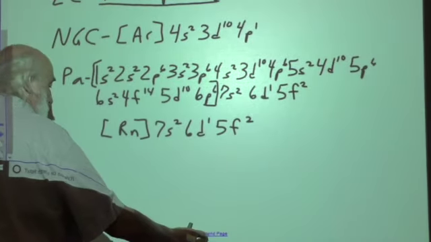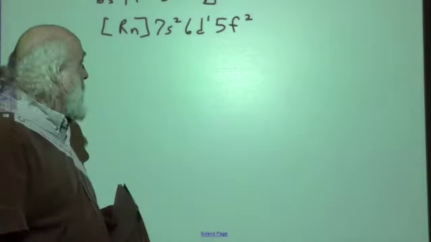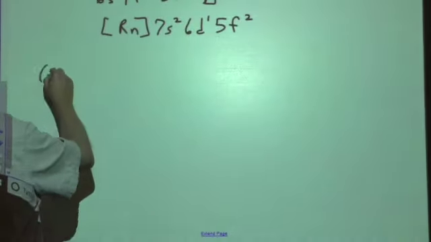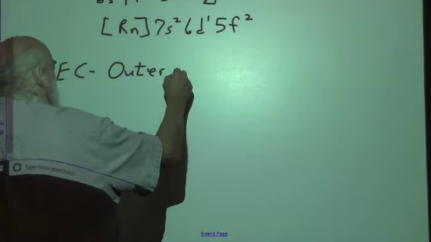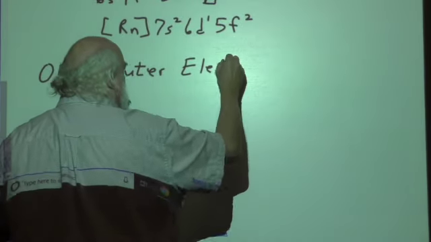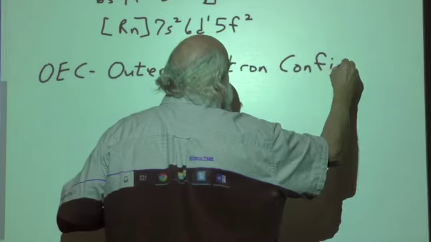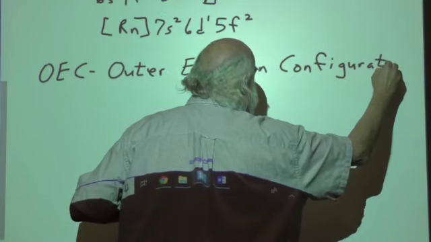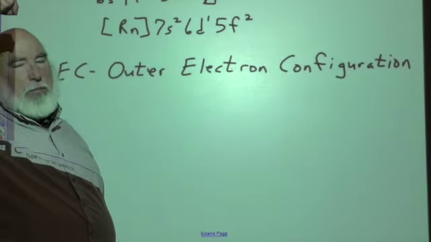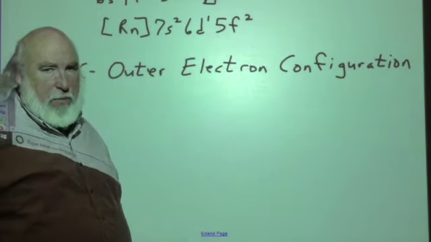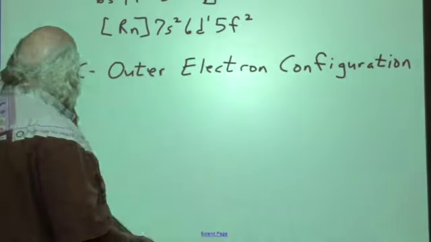All right. So now the next thing we're going to talk about is the OEC. OEC stands for outer electron configuration. Now what that simply means is that we take the outermost level, the highest n value for the quantum number, and all the electrons in that level get put into what we call the outer electron configuration.